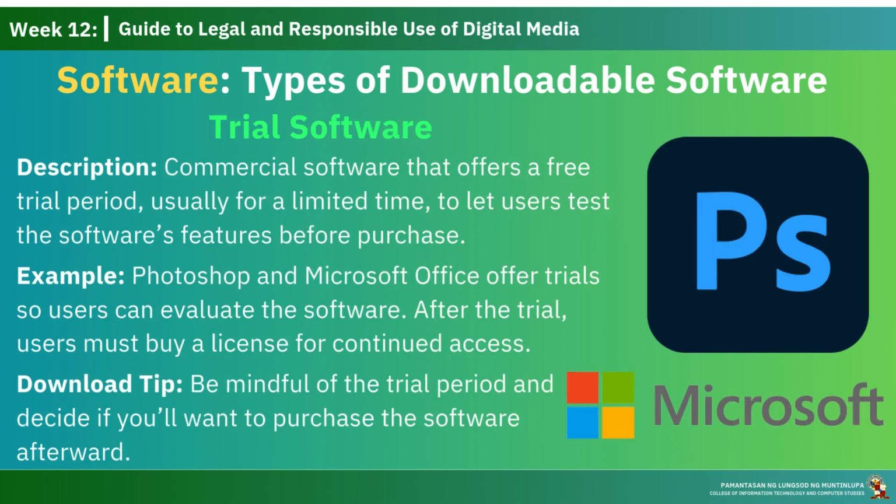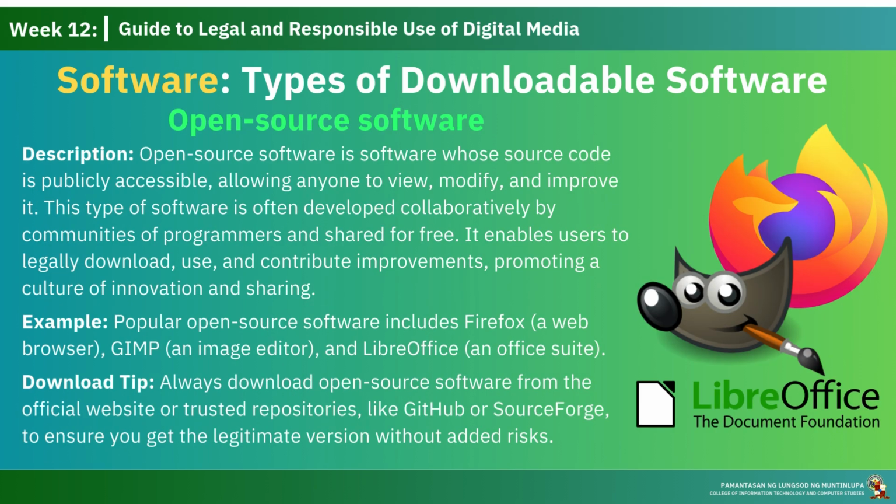Trial software, like Photoshop or Microsoft Office, lets you test the features for a limited time. After the trial, you'll need to buy a license if you want to keep using it. Finally, open source software is free to use, modify, and improve. Examples include Firefox, GIMP, and LibreOffice. Just make sure to download from official websites to avoid security risks.